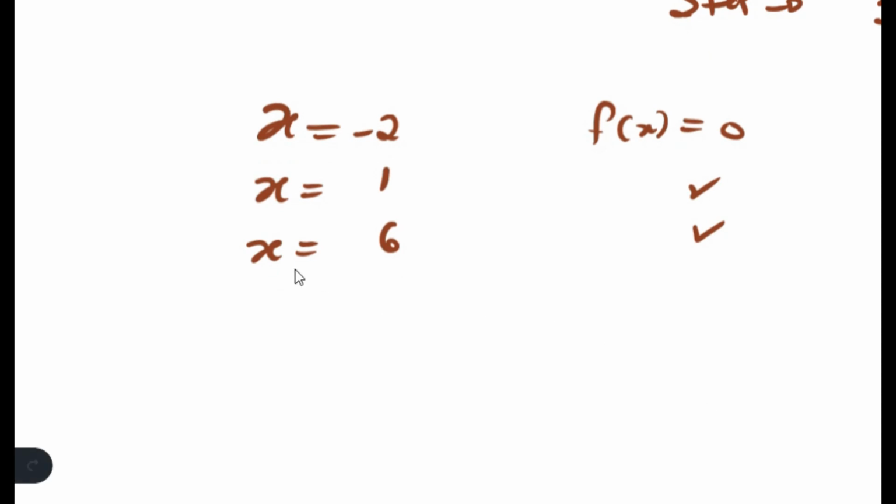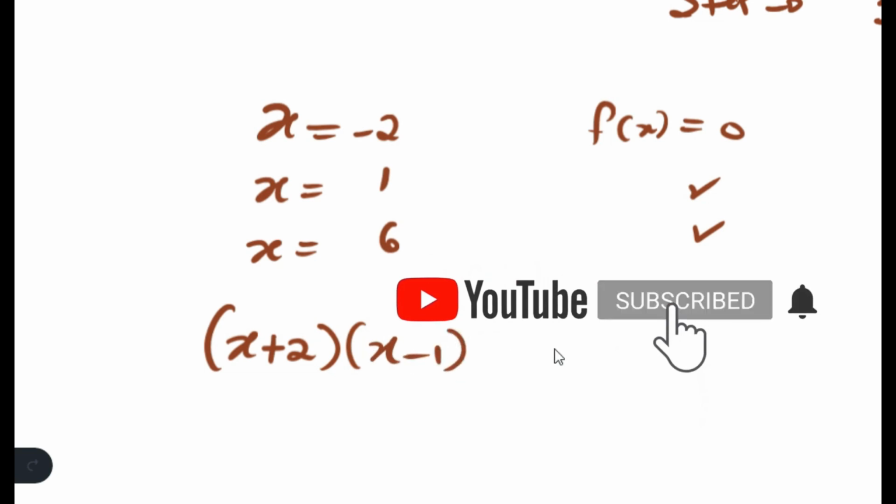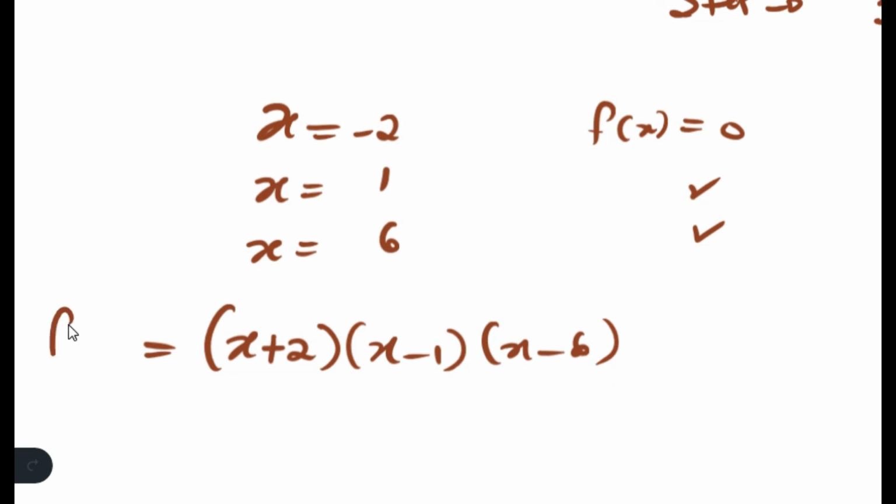So basically, our factorization for this, if we want to put them into factors, is actually just going to be x plus 2, x minus 1, and x minus 6, and that will be your answer.